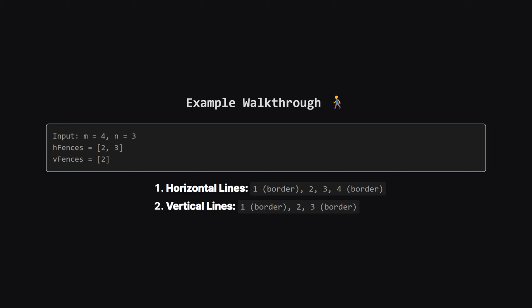Suppose our field has 4 rows and 3 columns. We have horizontal fences at 2 and 3, and a vertical fence at 2. First, let's list all the lines available. For horizontal, we have the borders at 1 and 4, plus the inputs 2 and 3. So our list is 1, 2, 3, 4. For vertical, we have borders at 1 and 3 plus the input 2. So our list is 1, 2, 3.